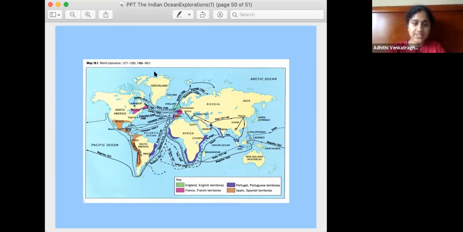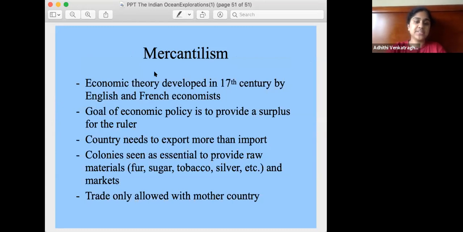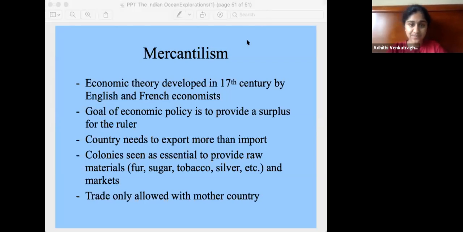Okay, that's a map that you can take a look at. And mercantilism, which was the economic theory developed in the 17th century by English and French economists. So trade was basically only allowed with the mother country.